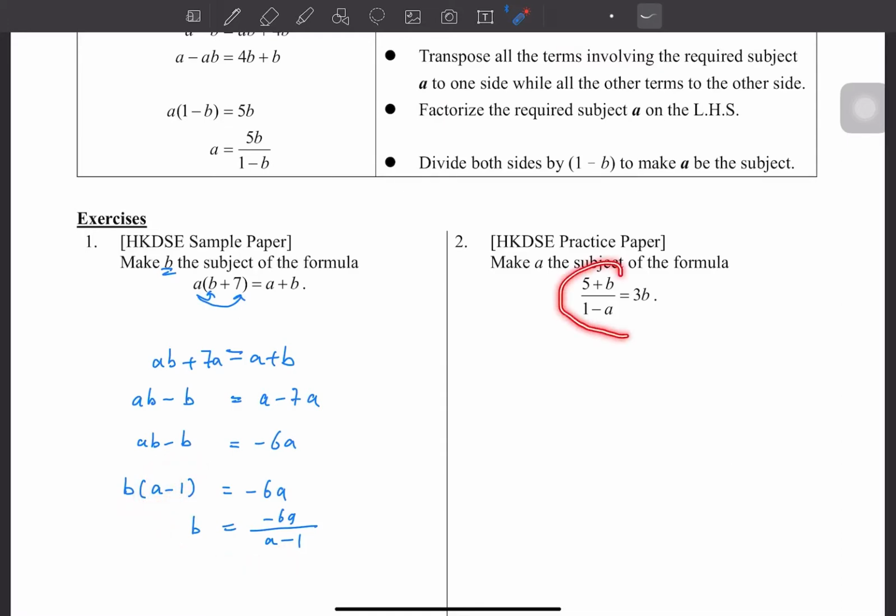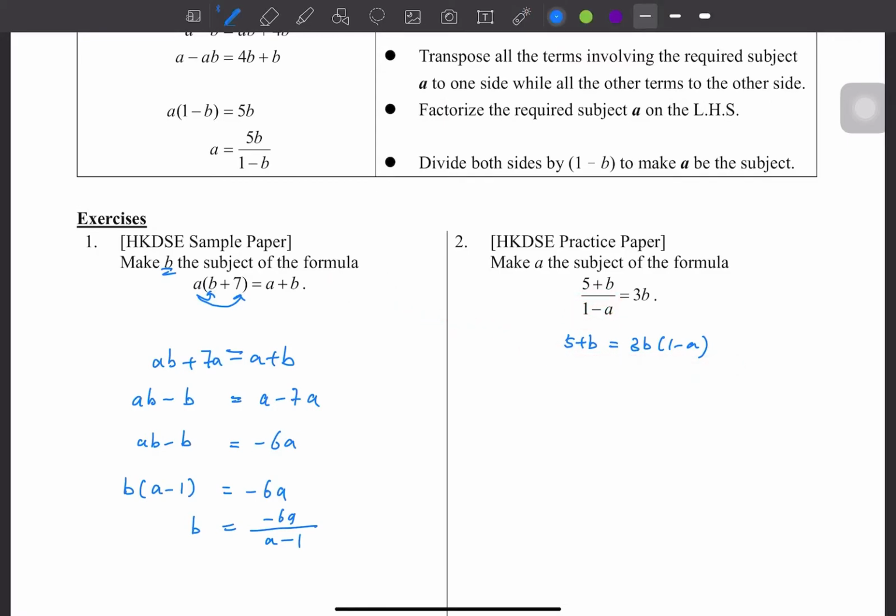How about if we have the fraction form? Simple, we have one more step. Step 1, cancel out all the fractions. Cancel out the denominator. So I will multiply 1 minus A on both sides. Remember, keep the bracket here. After multiplying, after cancelling all the denominator, that means you change the question like this.